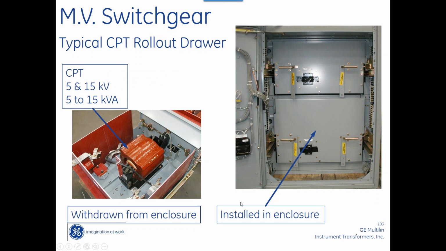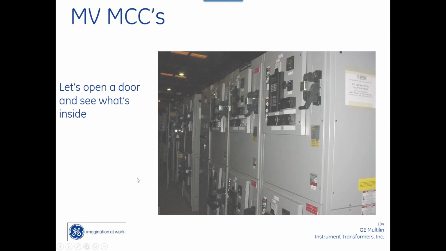So there's the rollout drawer, installed in enclosure, withdrawn from enclosure. So this is a CPT. They also put in one of the drawers. So one of these had the PTs, one had the CPT. And this one was like a 15 kVA.